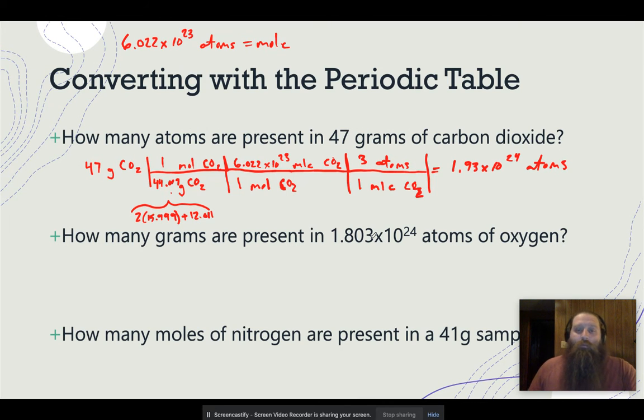There we go. I've used a conversion, I've used Avogadro's number, and I've used the periodic table to come up with molar mass. Let's go the other way. Let's go atoms to grams.